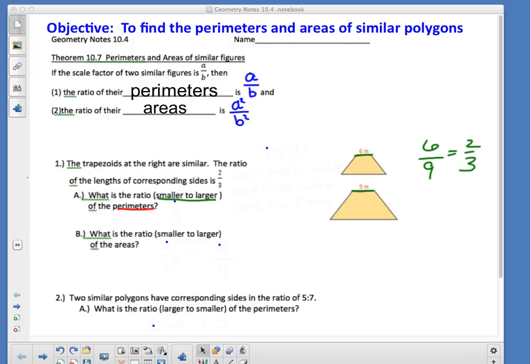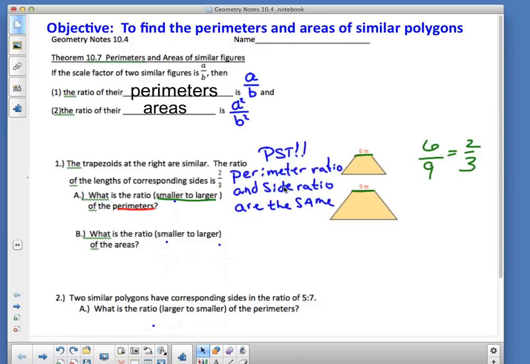We're looking at this. So how do we use it? Corresponding sides, 6 to 9. 6 to 9 reduced is 2/3. Are you in agreement? Keep in mind, one of the things that we saw here was the fact that perimeter ratio and side ratio are the same. They also connect to scale factor. Scale factor, perimeter ratio, side ratio, they're going to be the same values. So what's the ratio of the smaller to the larger? Well, the smaller is 2, I reduced it. The larger is 3. Guess what? 2 to 3. Done.